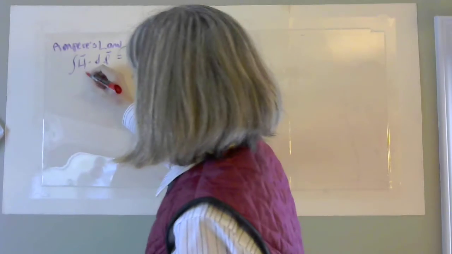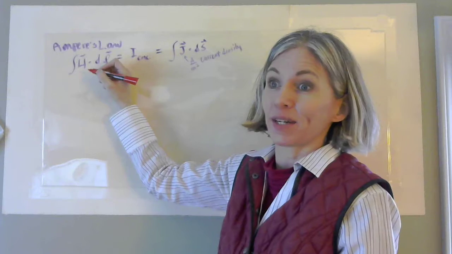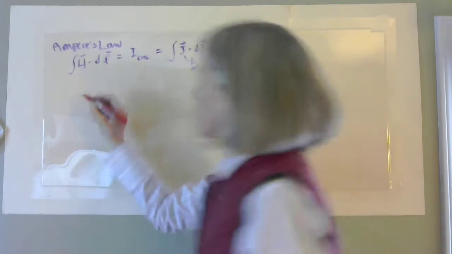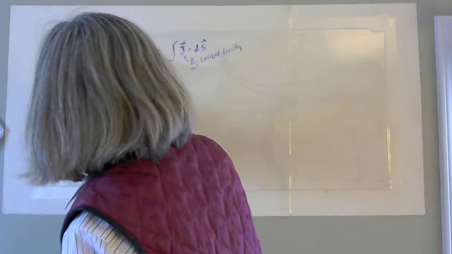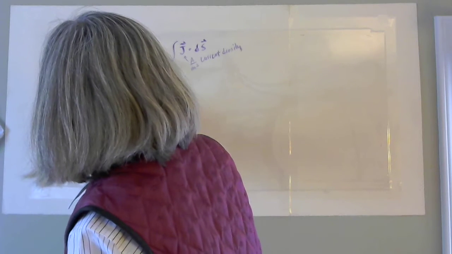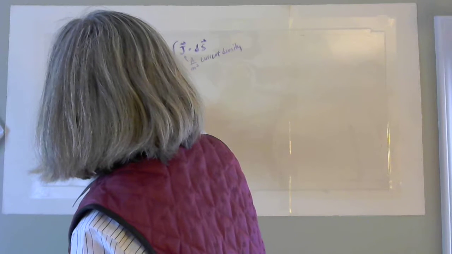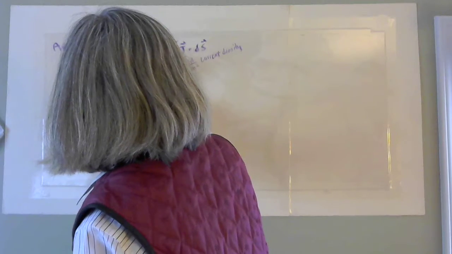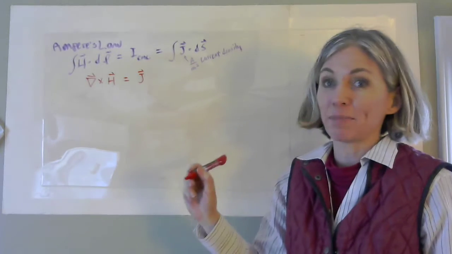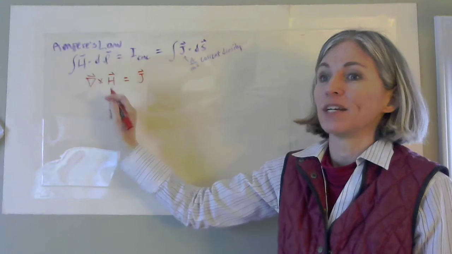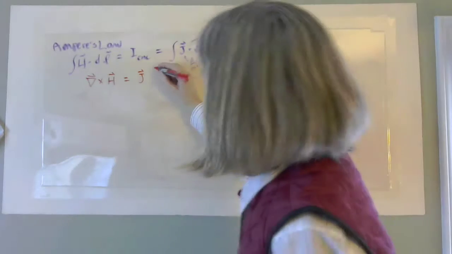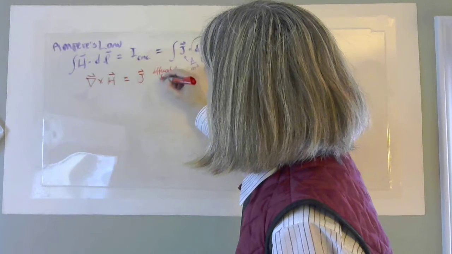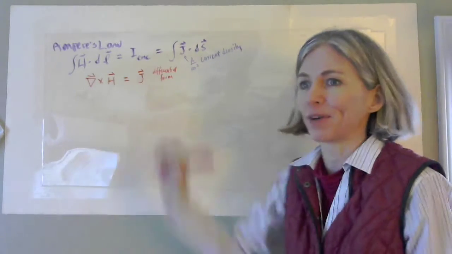So, as usual, I'm going to do this really quick. We've done it before. We're going to turn this into a surface integral, equate them at each point, and we're getting curl of H equals J using Stokes' theorem. We've got Ampere's law in integral form right here, differential form right here.